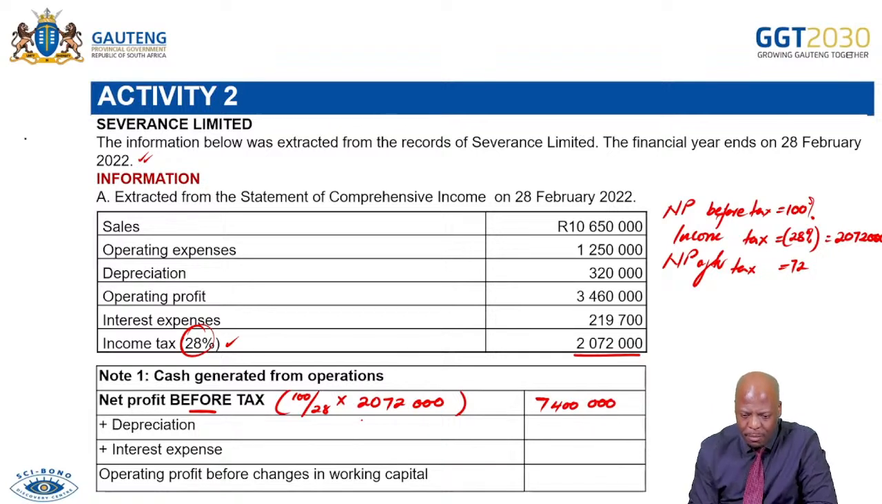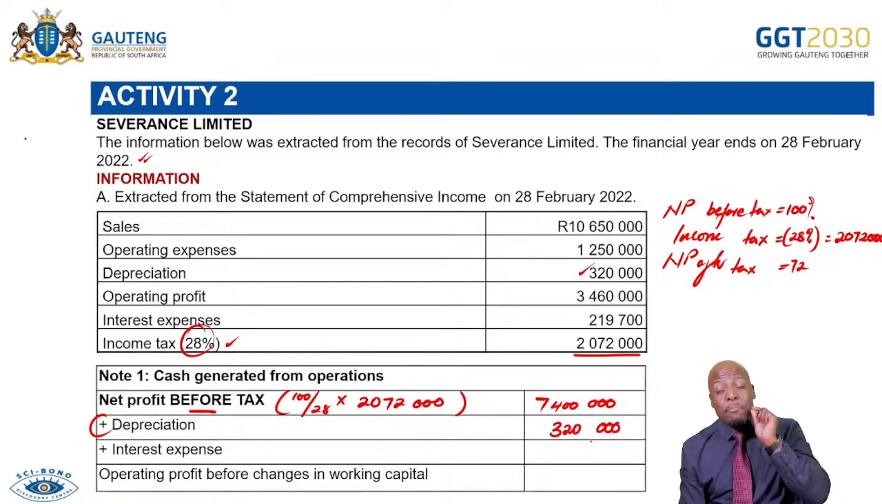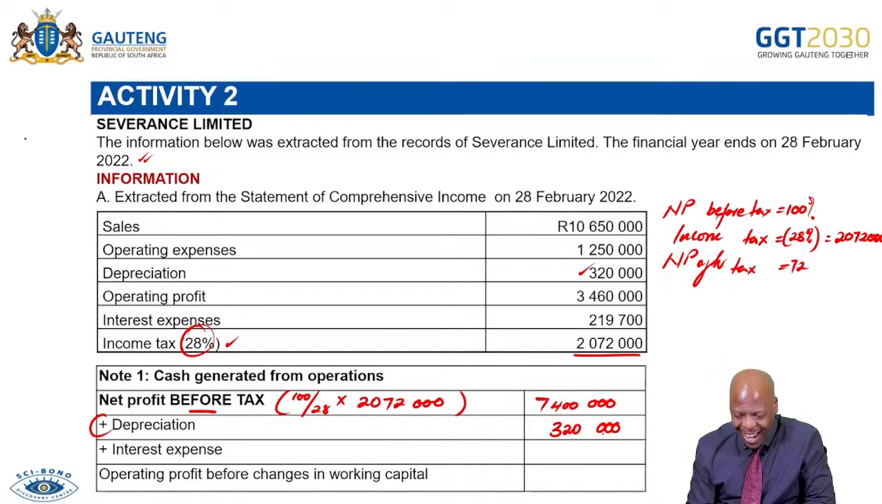My next aspect, you can see already, plus what? Depreciation. So I'm going to say plus depreciation. How much is my depreciation? Can you see that one? 320,000. Depreciation must be added. Why? It is a non-cash item.